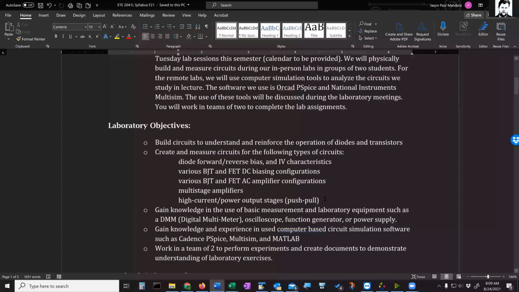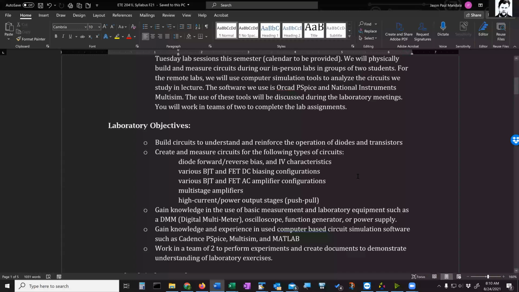Okay, so even though we're meeting in person, we still are going to be doing a lot of simulation. So we're going to be using the same tools that we used in 1021. So we used Multisim and PSpice, National Instruments Multisim and OrCAD PSpice. We're still going to be using both of those pieces of software for this lab as well.